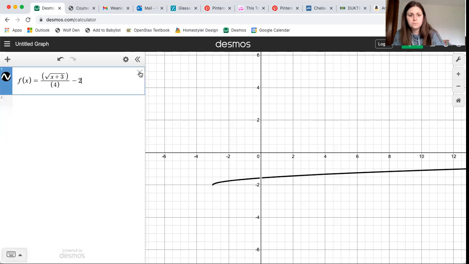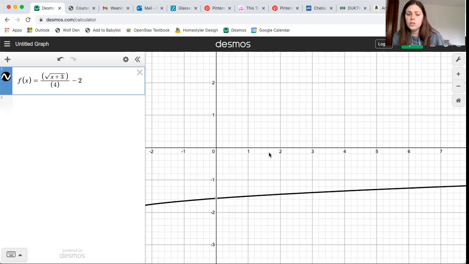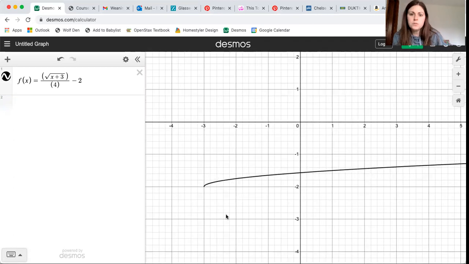Okay. And so a couple other things with Desmos, you can press this positive sign over here and it's going to zoom in. Some other things, you can click over here and you can find the exact point. So I know that that first point, or that root point, is -3 comma -2. Okay. I can trace and find a ton of other points.